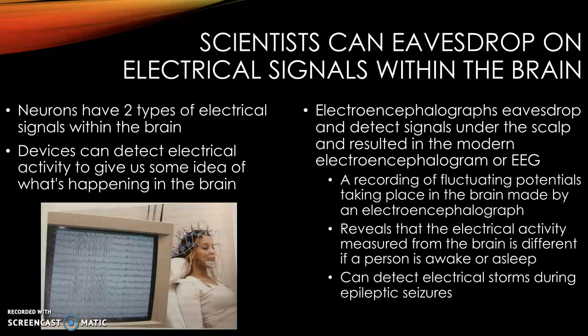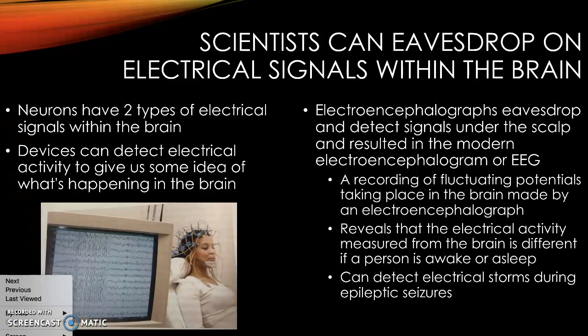Electroencephalographs eavesdrop and detect signals under the scalp, and this resulted in the modern electroencephalogram, or EEG. The EEG is a recording of fluctuating potentials taking place in the brain made by an electroencephalograph. It reveals that the electrical activity measured from the brain is different if a person is awake or asleep. It can also detect electrical storms during epileptic seizures.